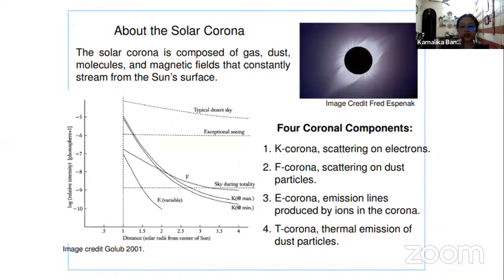There's the K, F, E, and T corona, as you can read. The K corona reads the scattering on electrons, the F corona is scattering on dust particles, the E corona is emission lines produced by ions in the corona, and the T corona is thermal emission of dust particles.